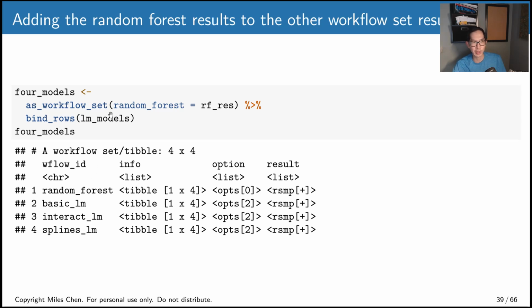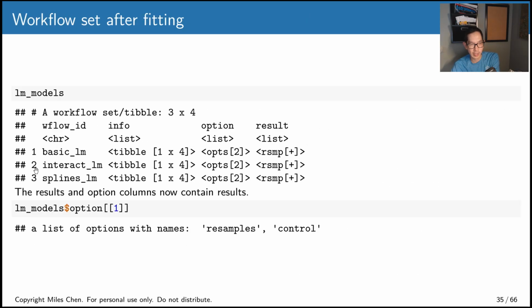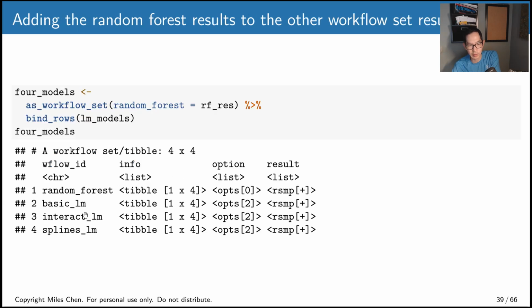So in our case, we had this table of results for the 3 different workflows that we processed in the workflow set. Then we took the random forest results and turned them into a workflow set, which turns them into a row in this table, and we said bind those rows. And so now I have a table with 4 rows, 1 row for random forest, and 3 rows, 1 for each of the linear models here.